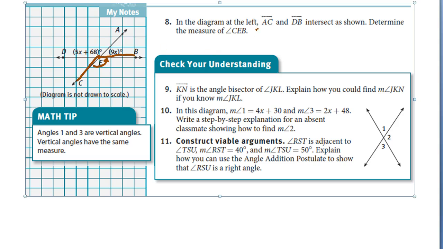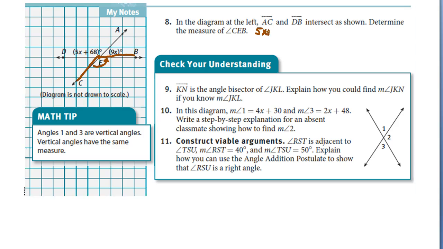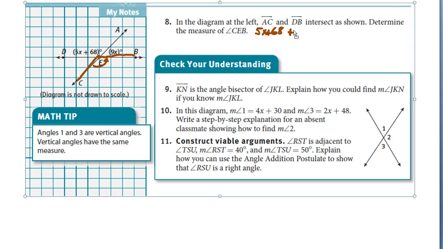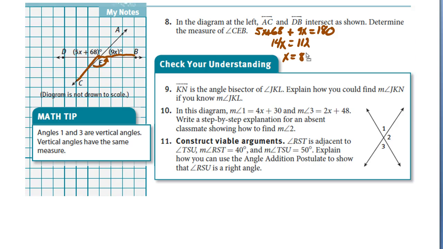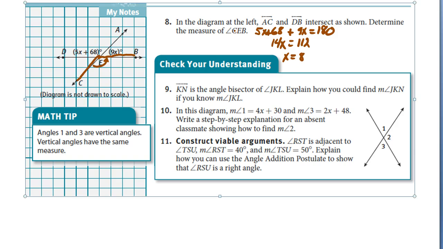If we add those two angles together, the 5x plus 68 plus the 9x, then that makes 180. 5x plus 9x is 14x. Subtract the 68 from the 180, and that is 112. Then divide by 14, and we'll have an answer for x. That makes 8. Okay, don't stop there. Determine the measure of angle CEB. Okay, all we've done so far is get an answer for x.